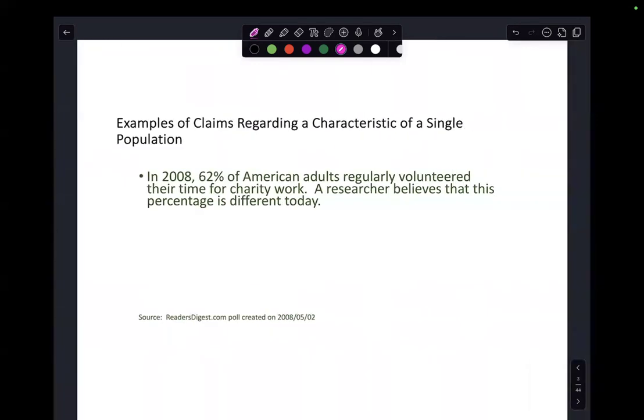Okay, here are some examples of hypotheses that we might test. In 2008, 62% of American adults regularly volunteered their time for charity work. A researcher believes that this percentage is different today. So there was a study in 2008 about volunteer time, and there's a researcher who, maybe from his own life observations, thinks that it's different. He thinks it's no longer 62%. He doesn't say greater than, he doesn't say less than, he just says it's different.